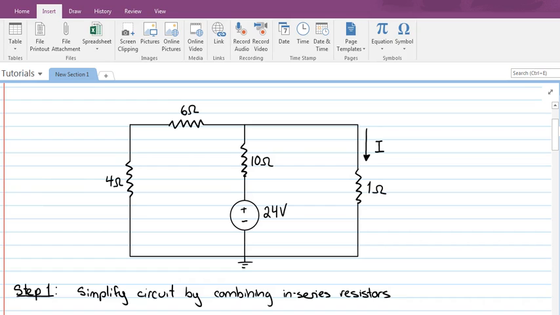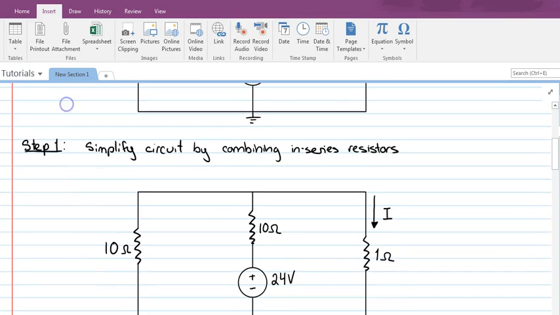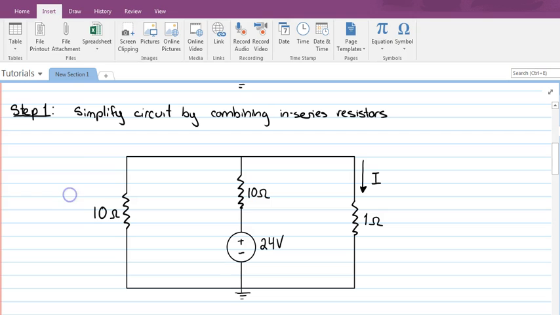Our first step is to simplify the circuit by combining the two in-series resistors. This will just simplify matters for us. To combine two in-series resistors, we simply add their resistances. So we'll replace these two resistors with one resistor with a combined resistance of 10 ohms, and that's what we've done here in this drawing.